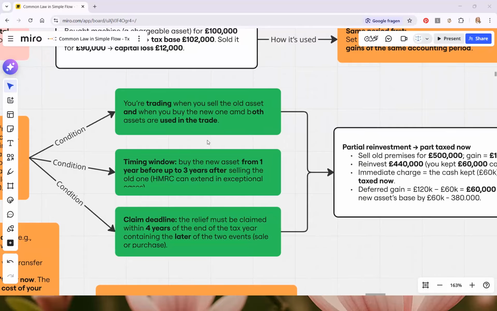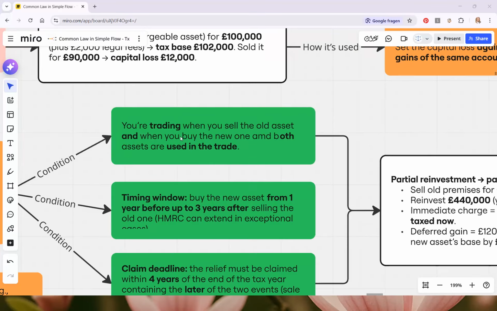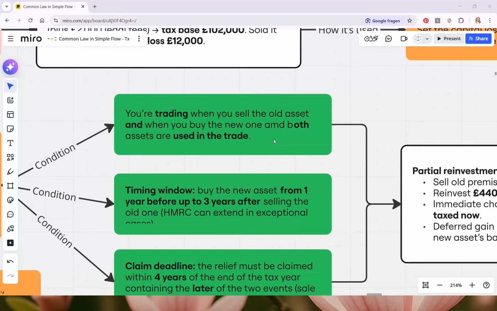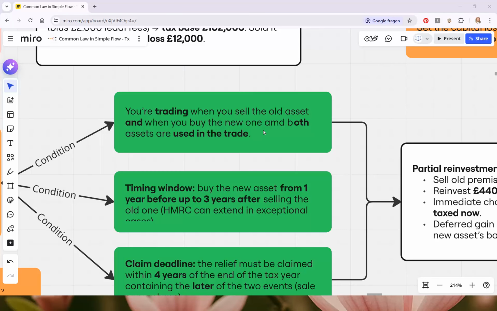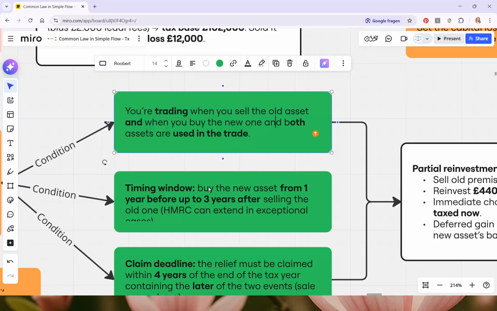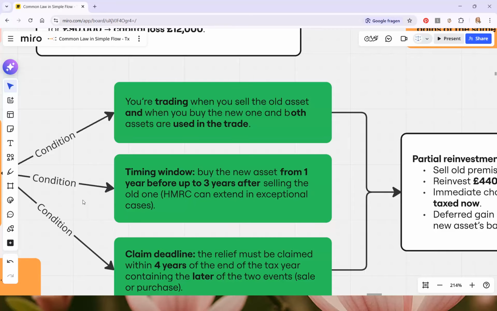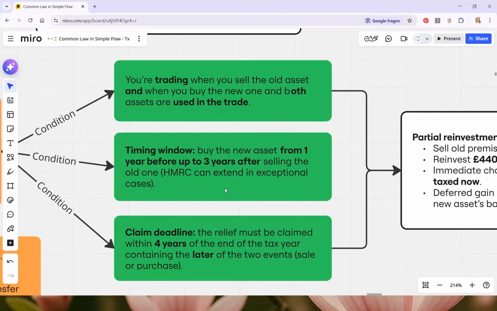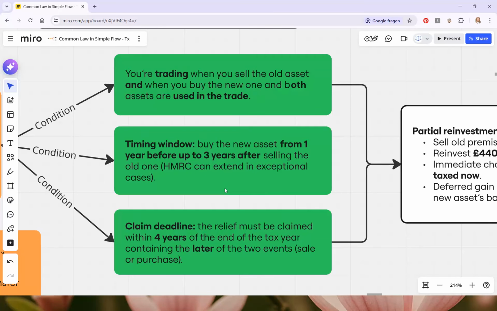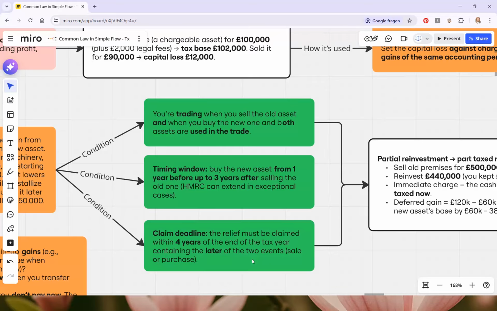So let's see the conditions so it would be easier to understand. Condition 1: you are trading when you sell the old asset and when you buy the new one, and both assets are used in the trade. Condition 2, timing window: buy the new asset from one year before up to 3 years after selling the old one. The third condition, claim deadline: the relief must be claimed within 4 years of the end of the tax year containing the later of the two events, sale or purchase.